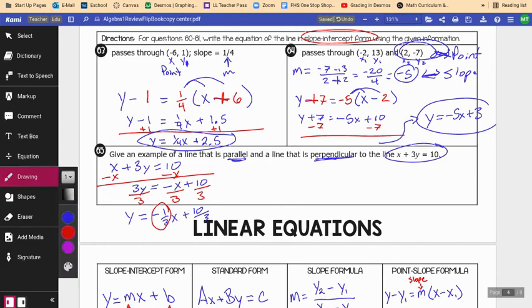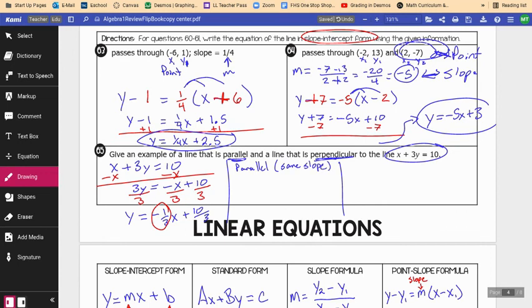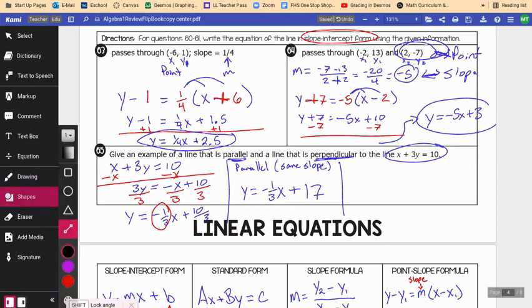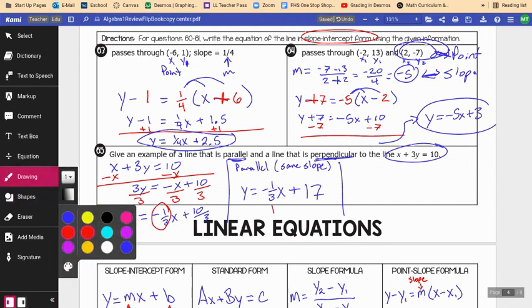Okay, so let's talk about this. That's my original equation. The slope is -1/3. And so if something is parallel, then that means they have the same slope. So I can create an equation, y equals, I use the exact same slope, -1/3 x, and then I can just pick whatever y-intercept I want. Like I could pick 17. Okay, but it has to have, again, the same slope if you want it to be parallel.